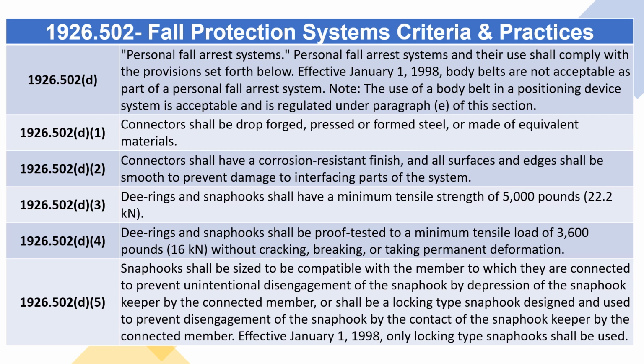1926.502(d)(5). Snap hooks shall be sized to be compatible with the member to which they are connected to prevent unintentional disengagement of the snap hook by depression of the snap hook keeper by the connected member, or shall be a locking type snap hook designed and used to prevent disengagement of the snap hook by the contact of the snap hook keeper by the connected member. Effective January 1, 1998, only locking type snap hooks shall be used.